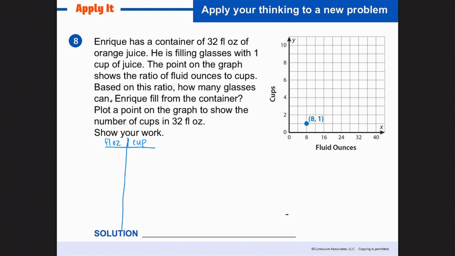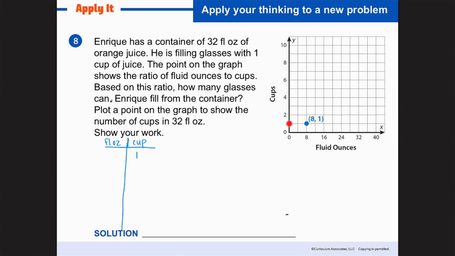So he's filling 1 cup of juice for every 8. Sorry, hold on, I'm getting ahead of myself here. Let me finish reading the question. The point on the graph shows the ratio of fluid ounces to cups. Based on this ratio, how many glasses can Enrique fill from the container? Plot a point on the graph to show the number of cups in 32 fluid ounces.